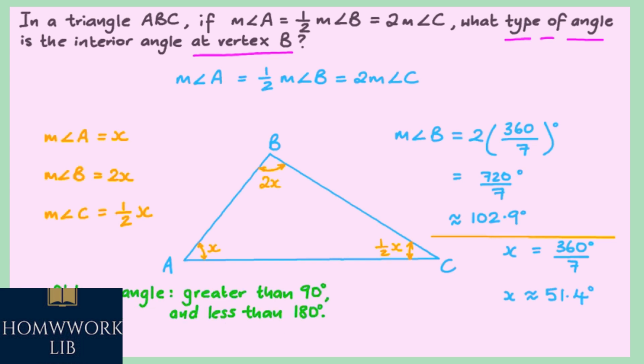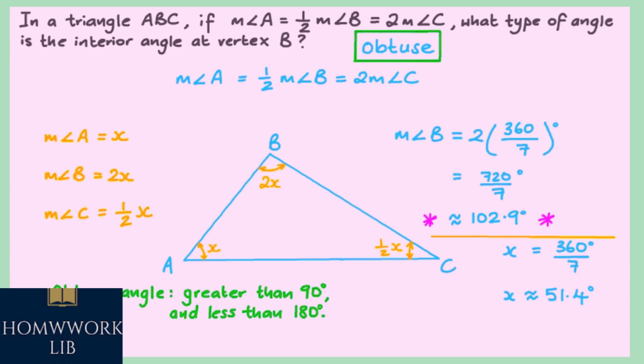We can recall that one of the types of angles is an obtuse angle, which is when the angle measure is greater than 90 degrees and less than 180 degrees. This is exactly what we have here for the measure of angle B. We can therefore give the answer that the type of angle at the interior vertex of B is an obtuse angle. But of course, in this type of question, it's always good to check our answers.